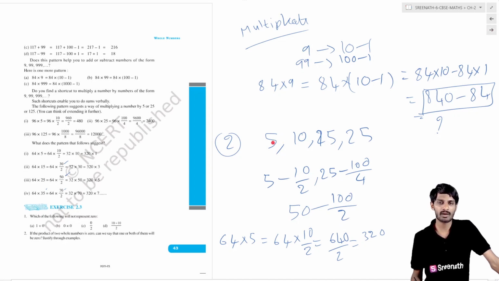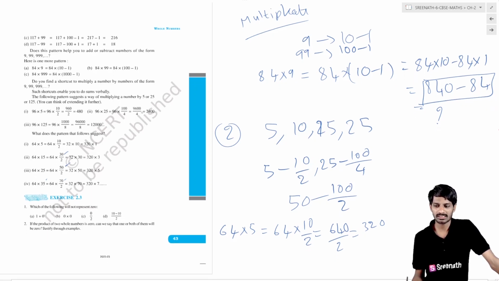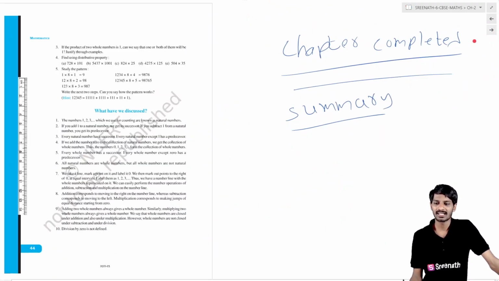And when you come across multiples of 5 like 5, 15, 25, we replace 5 with 10 by 2, and you replace 15 with 30 by 2, like that, so that your simplifications will be easier. That's it students, our chapter and summary are completed.